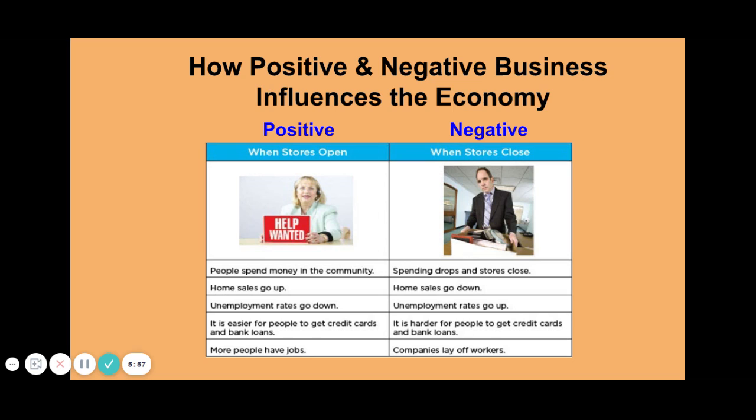However, when it's negative, that's when spending drops and stores close and home sales go down and unemployment goes up. It's harder for people to afford things. Companies lay off workers. So we can tell that we definitely want our economy to be strong. We don't want it to be negative. We need that, okay?